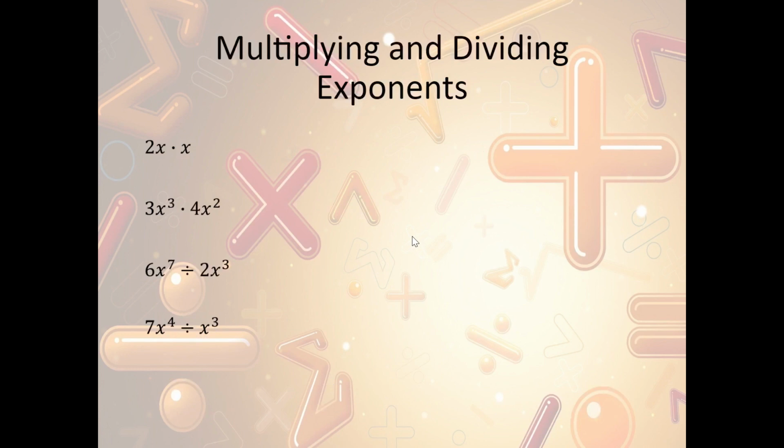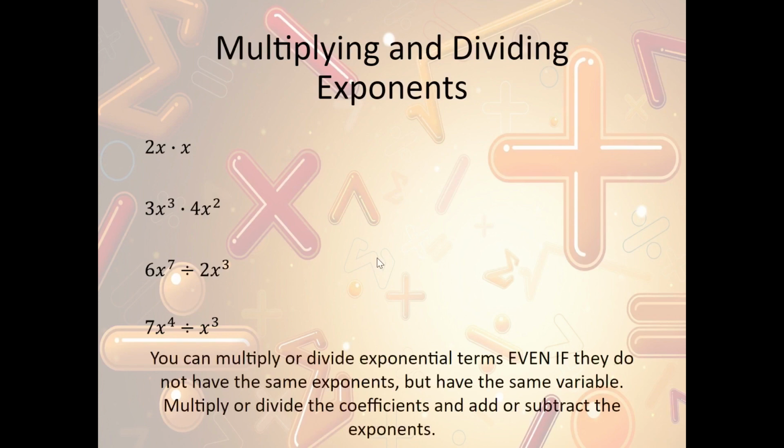Now when we multiply or divide exponential terms, even if they do not have the same exponents but have the same variable, we can still do it. The rule is we multiply or divide the coefficients and add or subtract the exponents. So if we're multiplying, we're going to add the exponents.